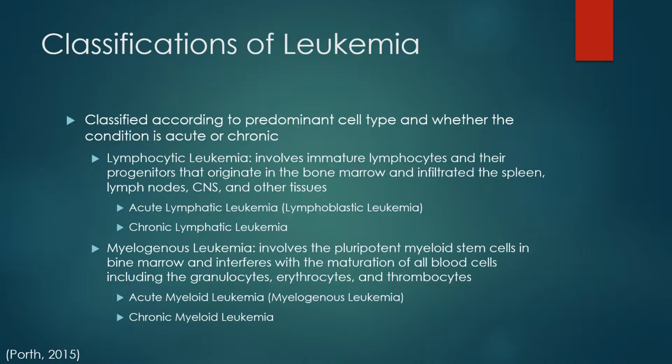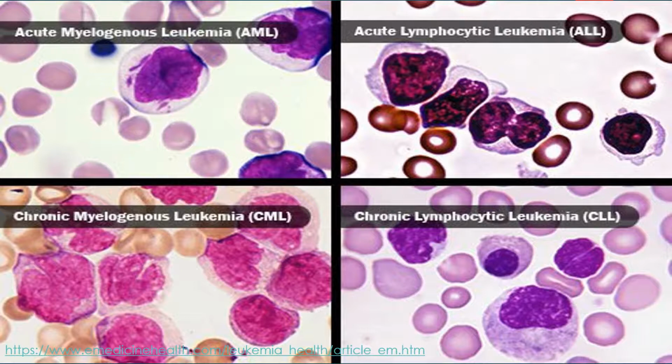The other form is myelogenous leukemia, which involves the pluripotent myeloid stem cells in the bone marrow and interferes with the maturation of all blood cells, including granulocytes, erythrocytes, and thrombocytes. Those 2 are broken down into acute myeloid leukemia and chronic myeloid leukemia. And these are just pictures of what each would look like if you were to look at their cells.